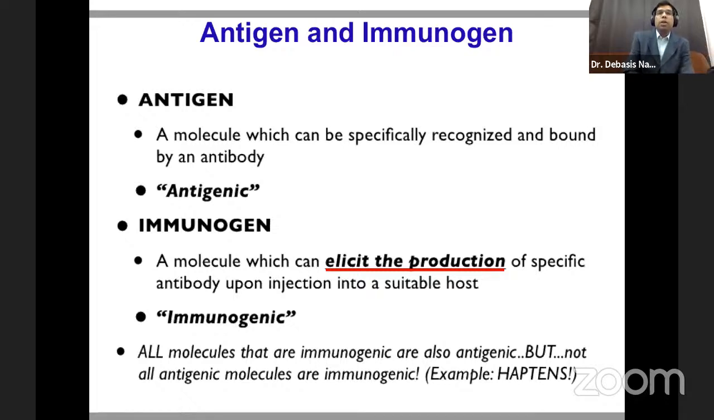But an immunogen is a molecule which can elicit the production of a very specific antibody response. Anything foreign is called an antigen, but an antigen does not necessarily produce an immune response. For a specific immune response to be produced, we have to design the antigen such that it becomes an immunogen. So immunogen means a vaccine in a way. Antigen means a virus. There is a difference between a virus and a vaccine, which I will also explain to you in future.